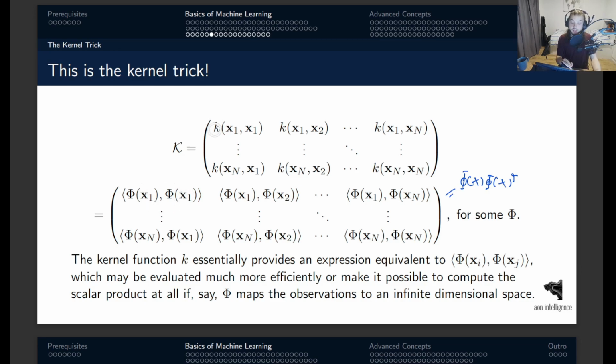But there are kernel functions that were shown to be equivalent to the inner products of two feature mapped observations, where the feature map maps into an infinite dimensional space. And we can evaluate these kernel functions k, but not this explicit inner product. And again, this is the kernel trick. Please let that sink in.